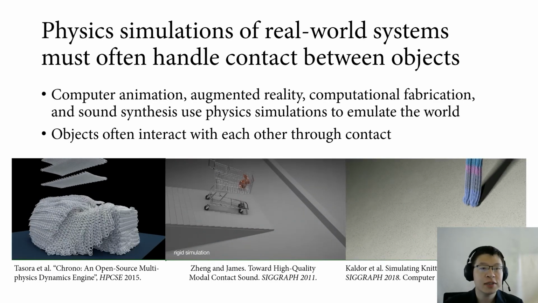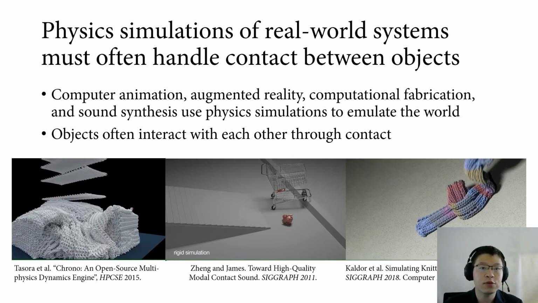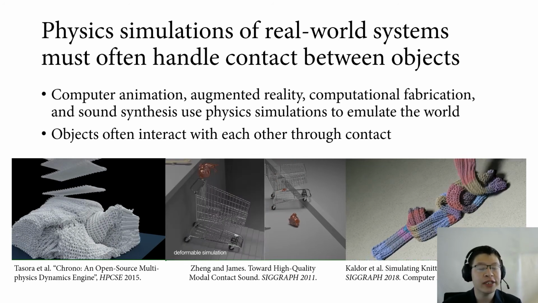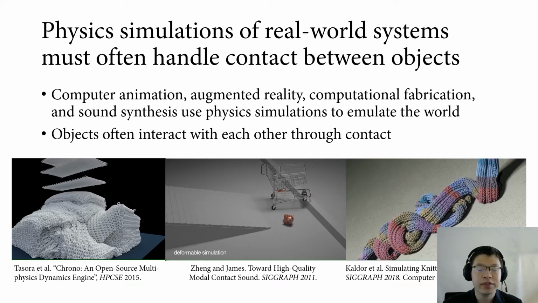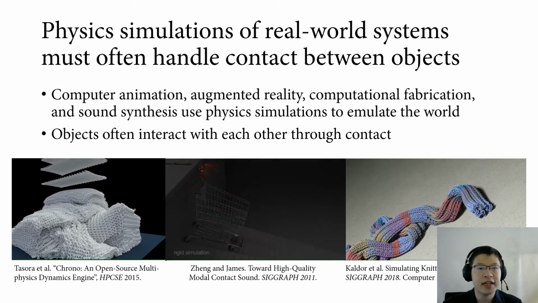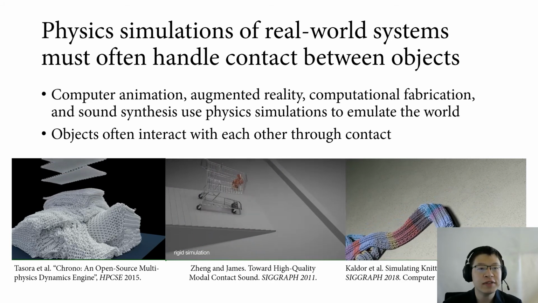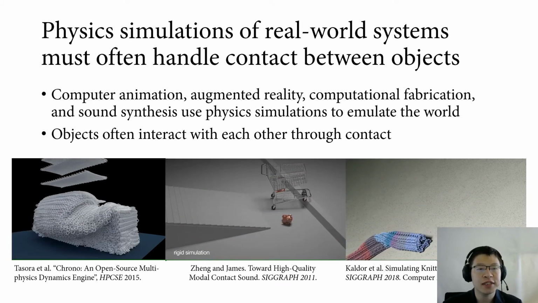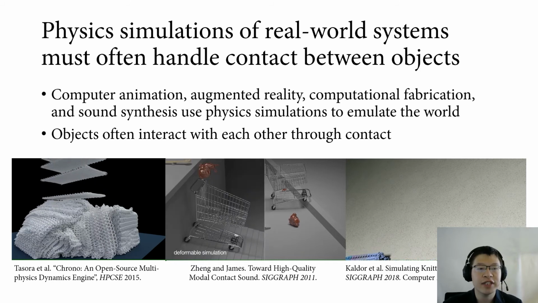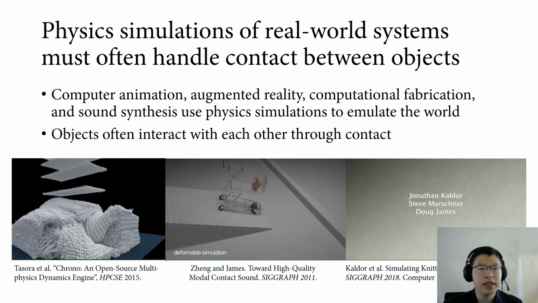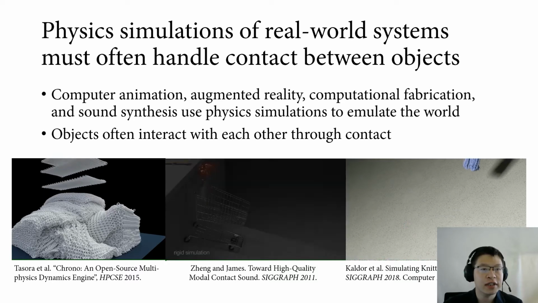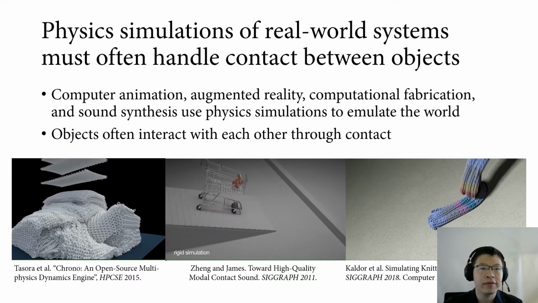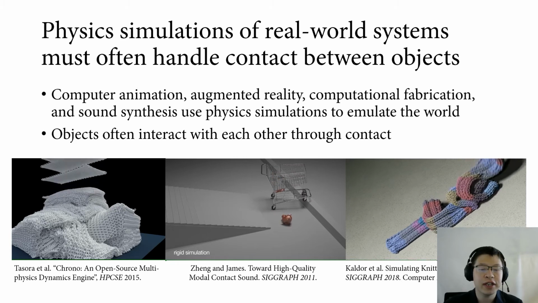Physics simulations are used to simulate the real world in many application areas, including animation, augmented reality, digital fabrication, and sound synthesis. In each of these scenarios, objects must interact with each other, oftentimes through contact. Here is an example of layers of chainmail stacking on top of each other, a shopping cart rolling away, and a scarf falling onto an incline.